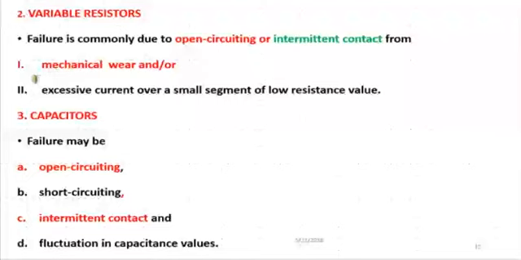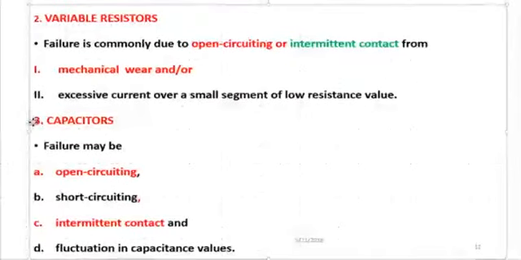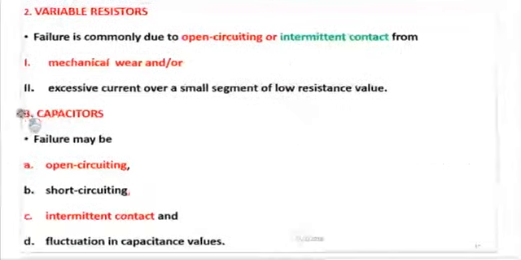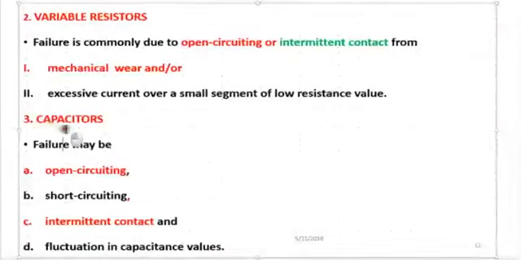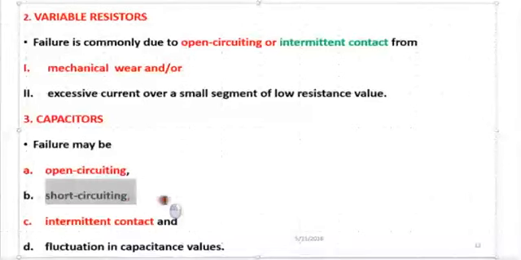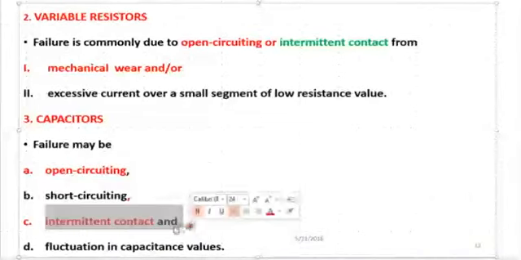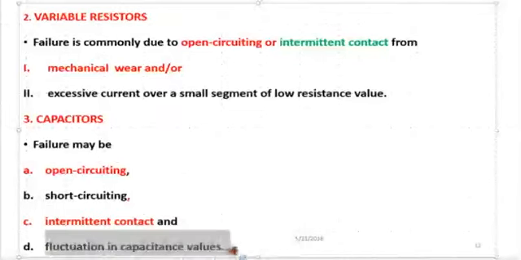What brings about that? The mechanical wear can cause that problem. Excessive current can also cause problem, because if current is too much, it will lead to the large flow of current, so that we have low resistance value. The item number 3 is the capacitor, and by capacitor here we mean the fixed value capacitors. What are the kind of failures common to them? The first failure can be open circuit, can be short circuit, can be intermittent contact, and can be fluctuation in the value of the capacitance. How many? 4 of them.